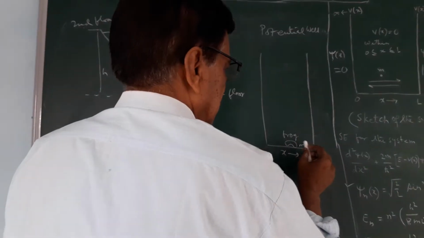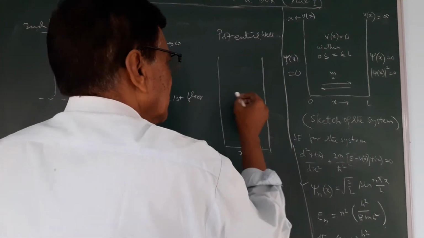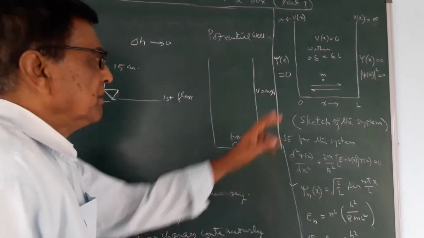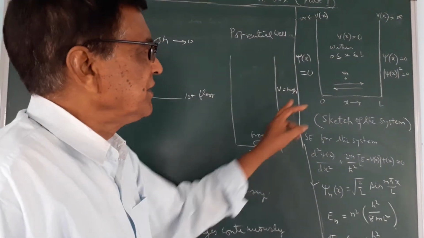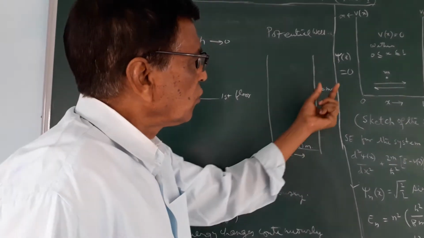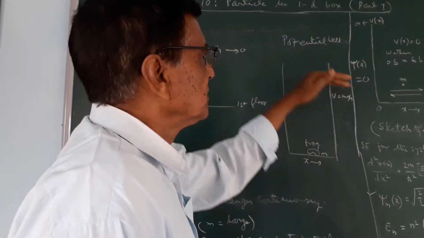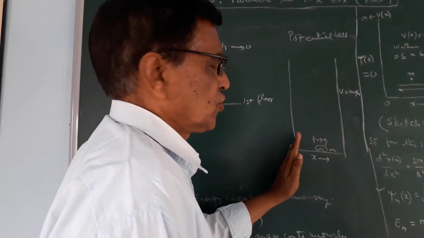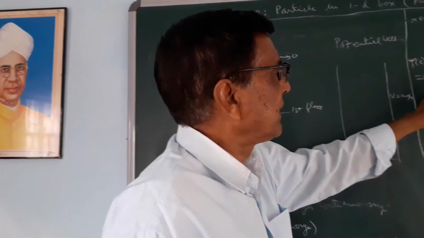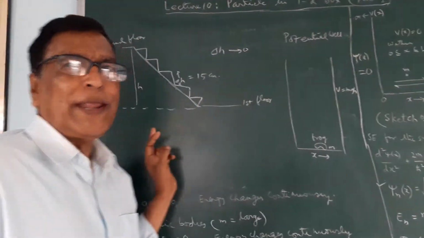The potential energy of this frog at the top is so high. The potential energy is equal to mgh, where m is the mass of the frog, g the acceleration due to gravity, and h the height of this well. So this frog cannot overcome such a high potential energy barrier, and it will remain inside this box. This is a comparison of a particle in a 1D box with a frog in a potential well.